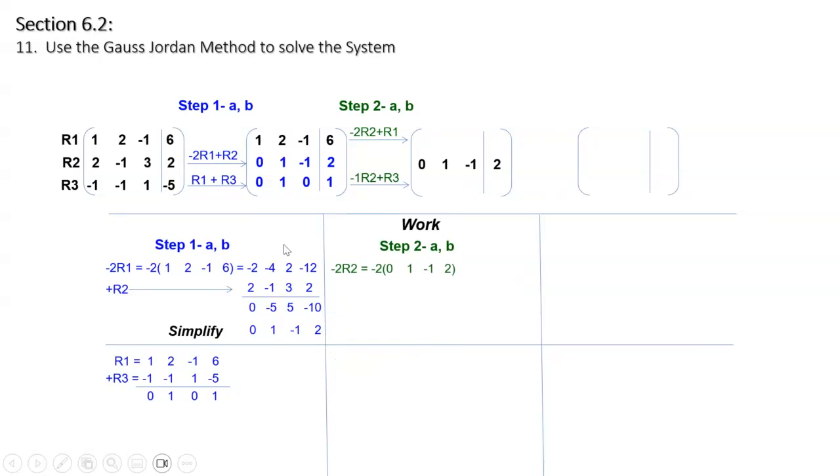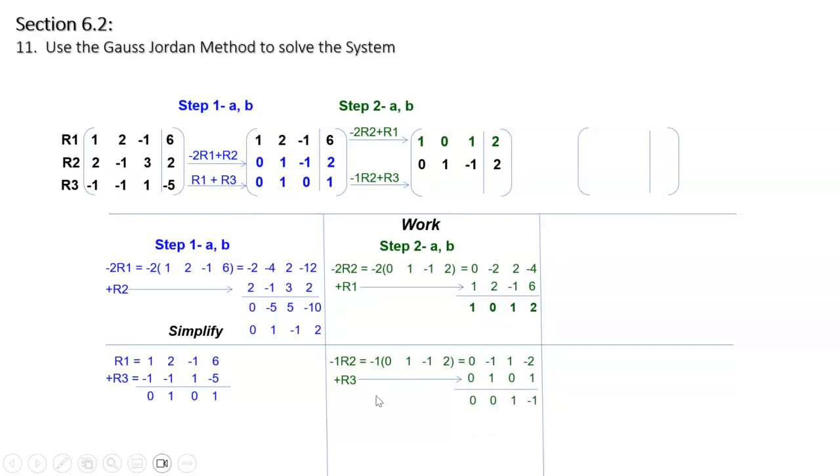Here's my work. So -2 times 0, -2 times 1, -2 times -1, and -2 times 2 will give us 0, -2, 2, and -4. When we add it to row 1, it's going to give us 1, 0, 1, 2. That's my new row 1. -1 times row 2 will give us 0, -1, 1, and -2. I mean, -1 row 2 plus row 3, we just bring the row 3 over.